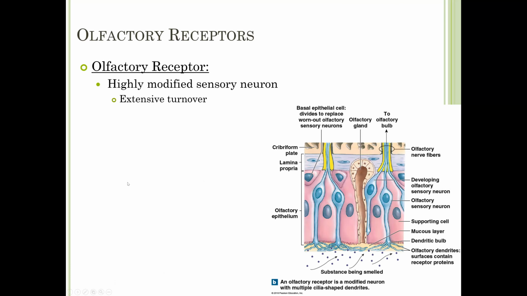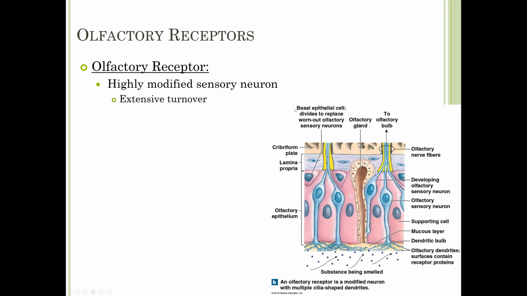So let's take a closer look at the olfactory receptor itself. And again, in this picture, these are these long, skinny blue neurons. So the olfactory receptors are themselves sensory neurons. They are highly modified sensory neurons, and there is an extensive turnover. As they wear out, and the reason they wear out is because they have these extensions down here in the mucus layer, they undergo a lot of wear and tear, so they can wear out very easily.